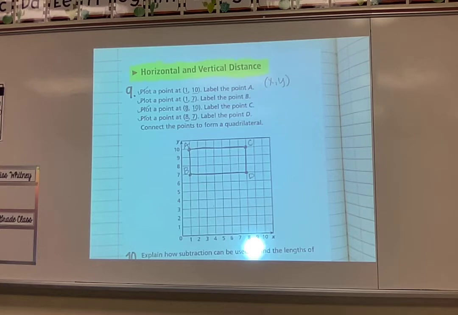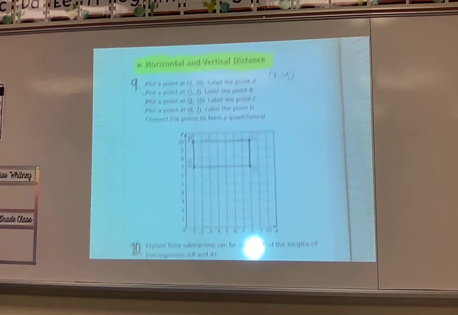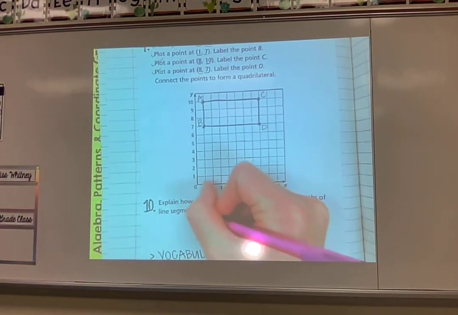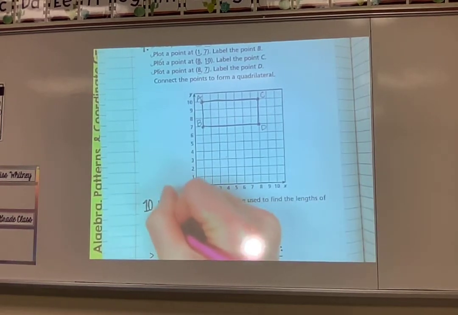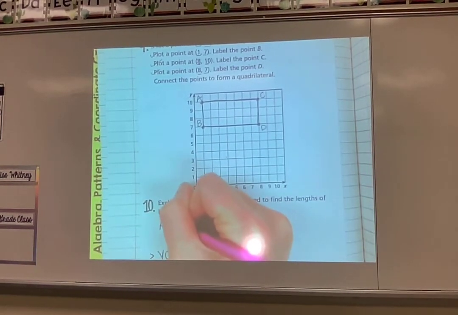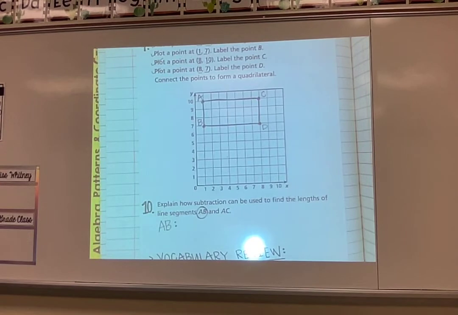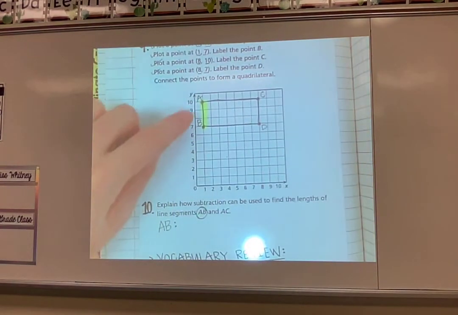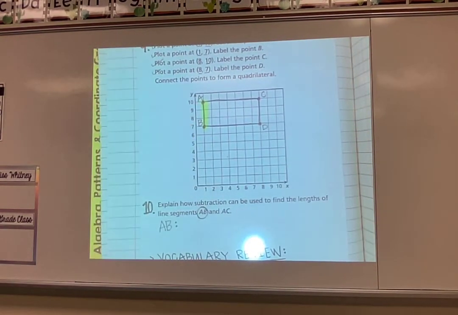Number 10 says, let me scooch it down a little bit so that you can see. Explain how subtraction can be used to find the lengths of the line segments AB and AC. Okay, so first they want us to look at line segment AB. I'm going to write that down here so that I know I'm looking at line segment AB. And that means I just find the points A and B and the line that connects them. So AB would be this line right here because it's connecting point A and point B.